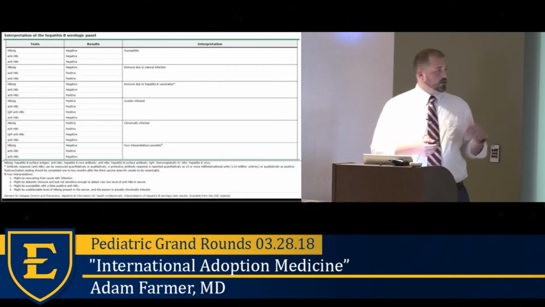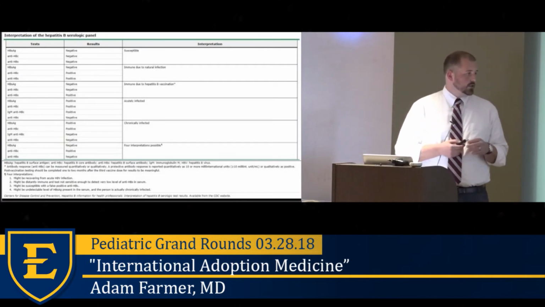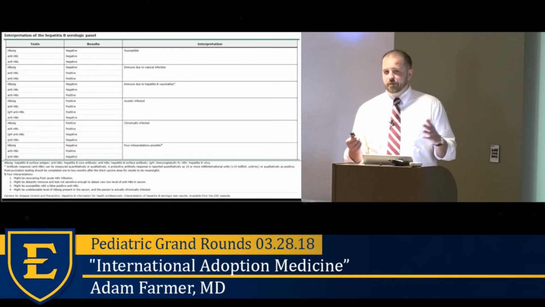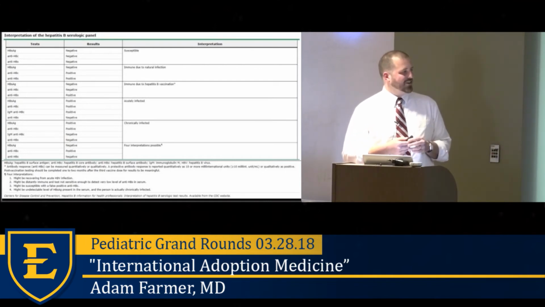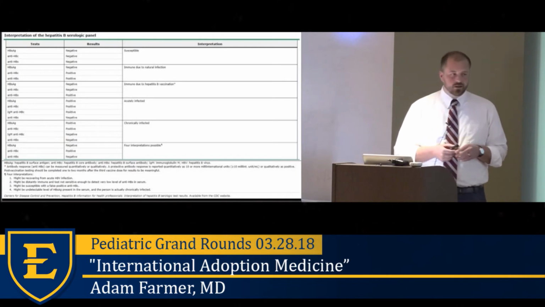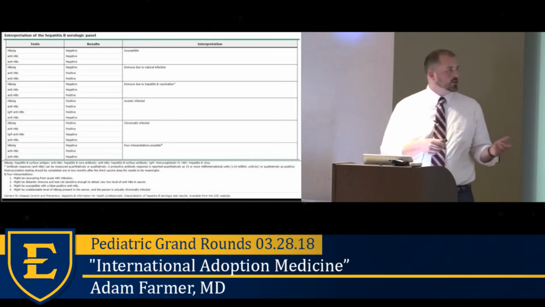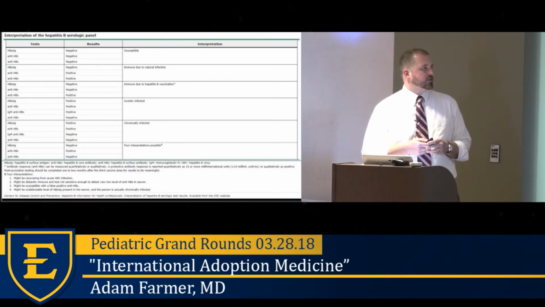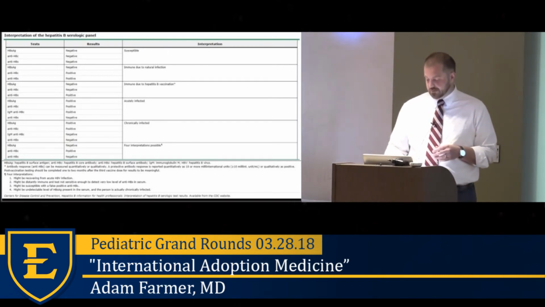This is a slide from UpToDate that shows all of the ways you can interpret the hepatitis B panel. Despite having been tested on this countless times, I still have to look it up every single time. So don't feel bad if you do as well, but it's a way to look at whether or not kids have a chronic infection versus whether or not they have been vaccinated versus whether or not they have a past exposure.